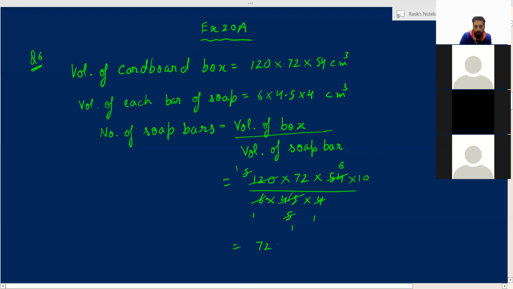So 72 into 60. 6 2s are 12, 6 7s are 42, 43, 4320 bars. We can keep inside one cardboard box 4320. Just simplification we have to do.